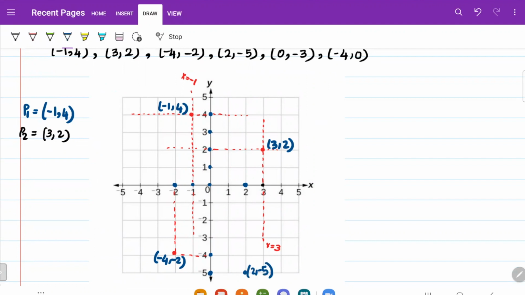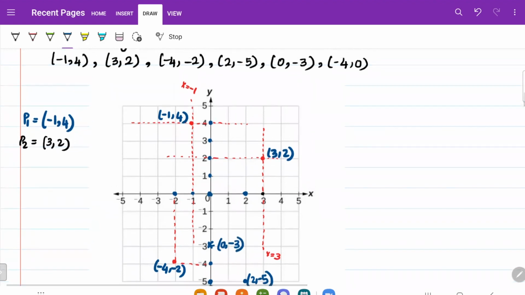Then we have (0, -3). So we are basically here on the y-axis. X is 0. This is our 0. And then we have -3, which is here. So this point is (0, -3). And lastly, here we have (-4, 0), which will be on our x-axis since y is 0 and our x is -4. So here, this is our point.